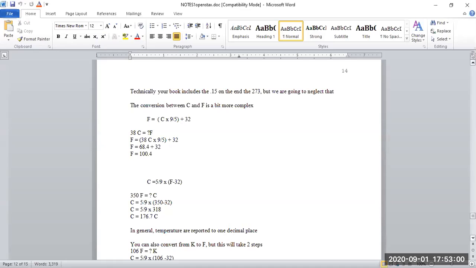So if I want Fahrenheit and I have Celsius, I need to do this in 2 steps. And the parentheses make a very specific difference. I need to multiply by my 9/5 before I add the 32. So 38 times 9/5 gives you 68.4. Then add your 32, and so Fahrenheit will be 100.4.